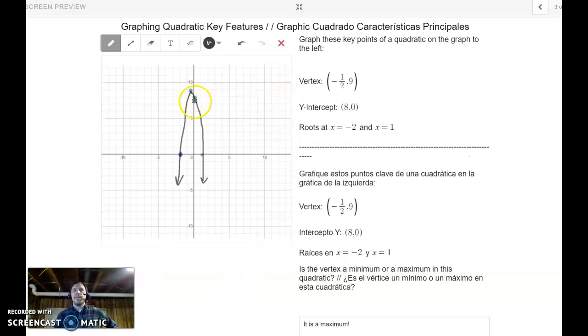All right, let's walk through these answers. So over -1/2 and up 9 would be your vertex.